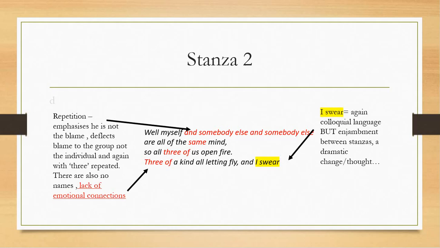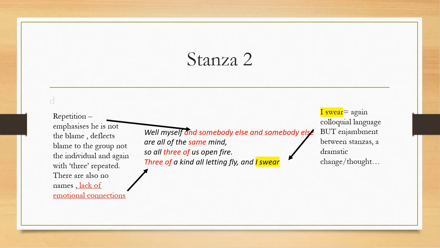There's also a second point to this. There's a lack of emotional connections. There's no names. He says, in one of the next stanzas, "my mate." He throws him in the back of a cart. My mate, somebody else. So his mate is somebody else. There are no names. There's a lack of emotional connections.